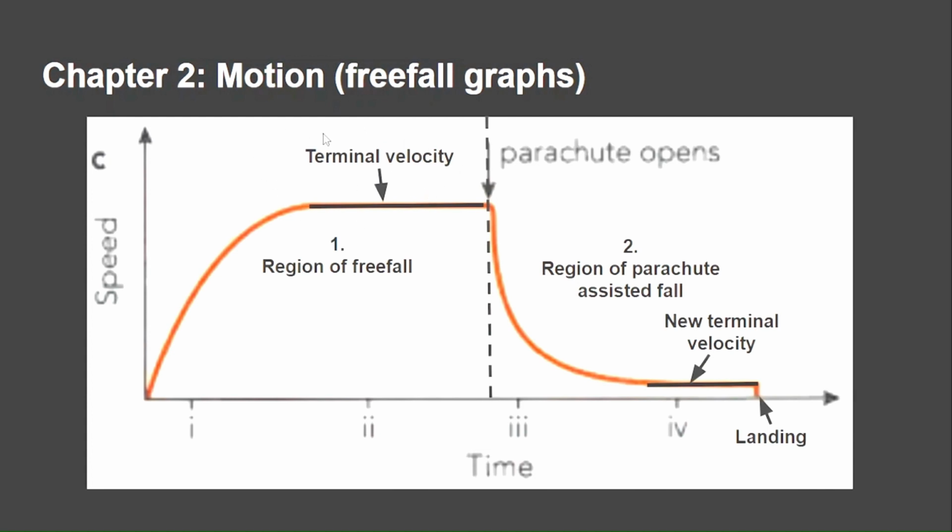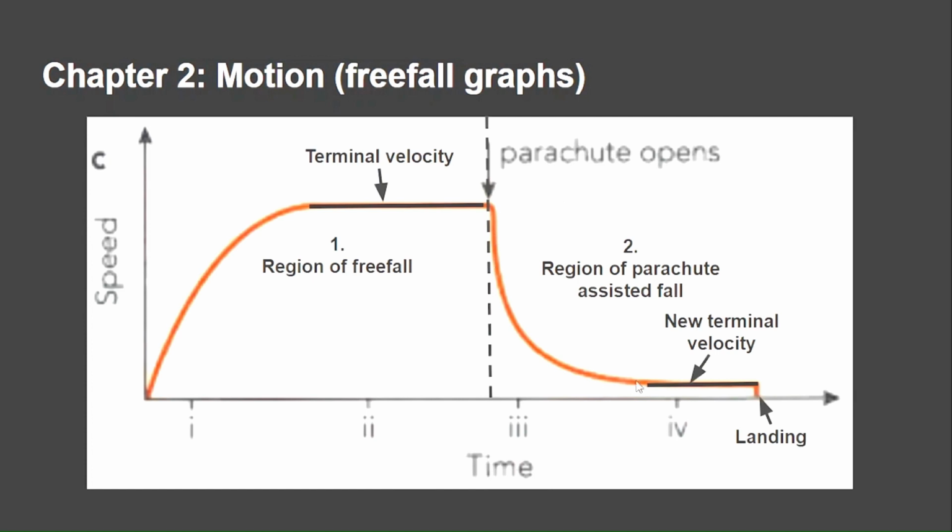Sometimes you'll be asked to mark an area of terminal velocity on a free fall graph, and you should be able to mark it correctly. There are two areas of terminal velocity, as we will see, but this is the first area, where it becomes a flat line. So that's the body falling without any parachute, at a constant but fairly high speed. For safety purposes, you would want to reduce that speed, which is why a parachute is opened.